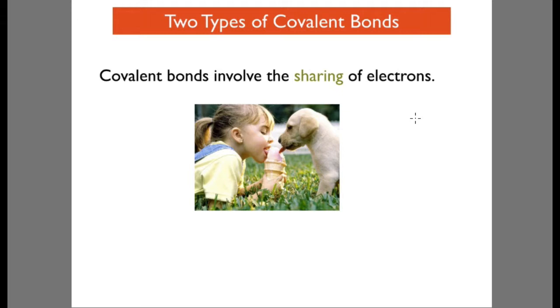Covalent bonds involve the sharing of electrons. Covalent share because they care. And you can see this young lady sharing her ice cream with the dog. But don't be fooled. This young lady is probably going to take far more ice cream than the dog. She's evil.